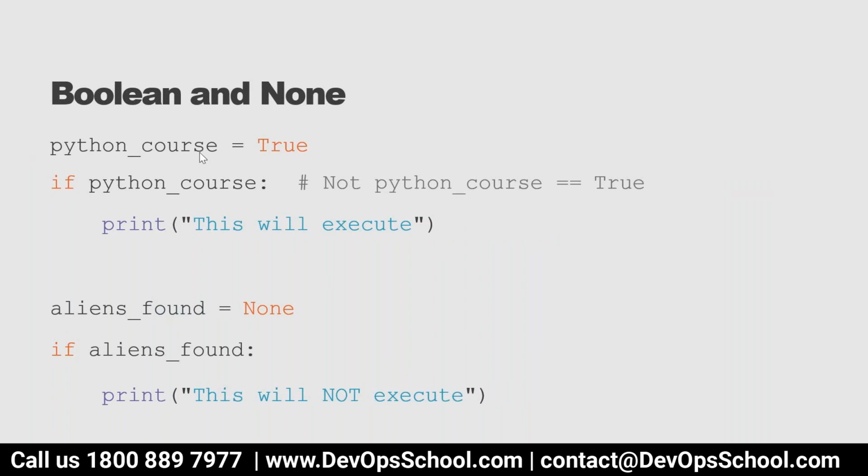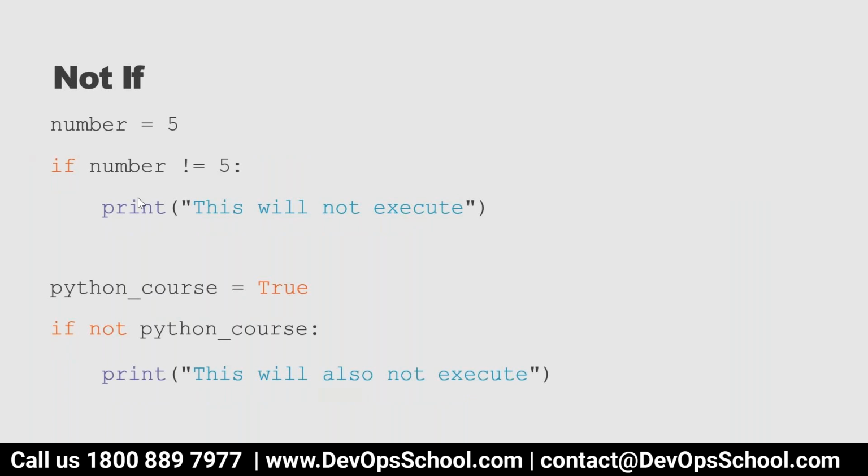So here Python course is equal to True. Now if you look at this, True is not a string, not an integer, it's a Boolean. So it can be True or False. F and T have to be in capital. Because Python course is True, this will execute. Something like that, you can do that.